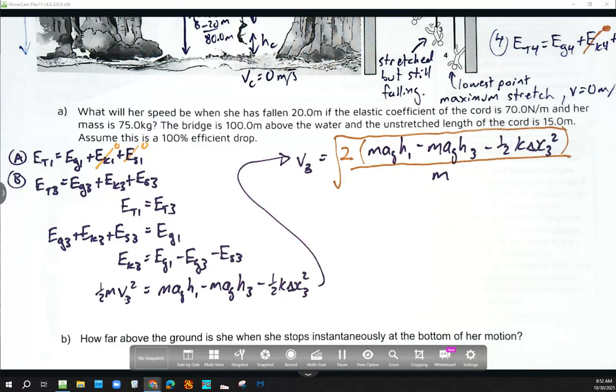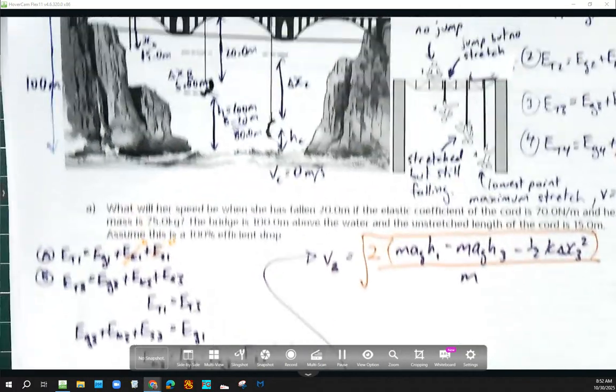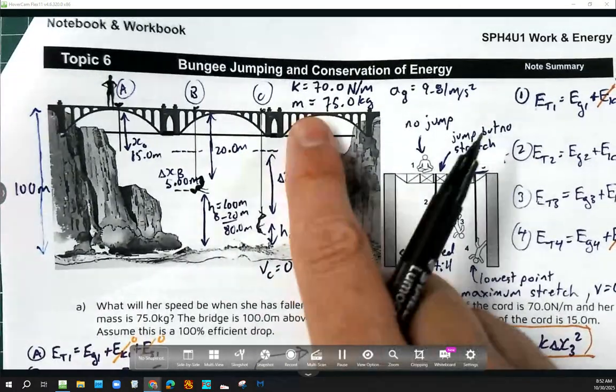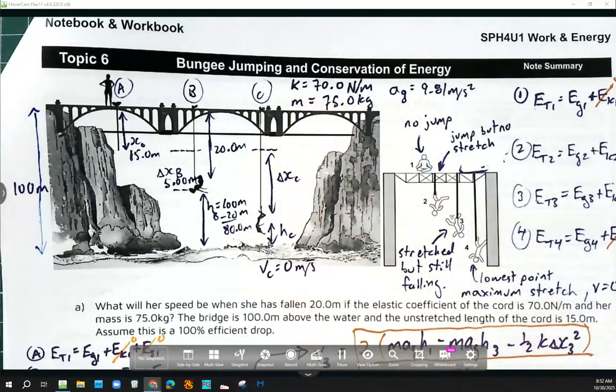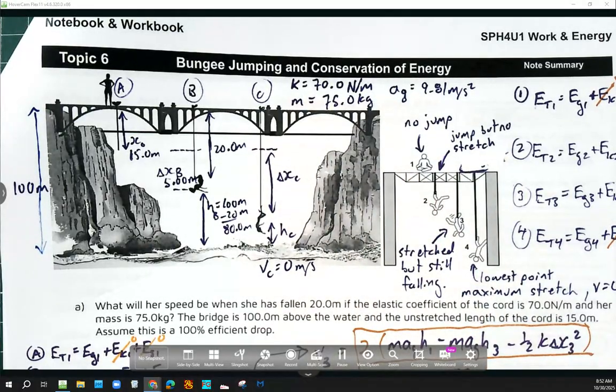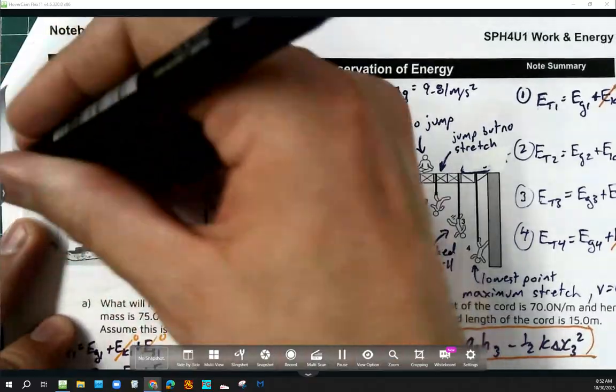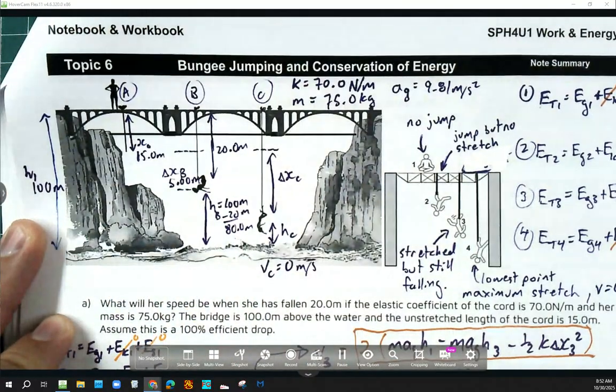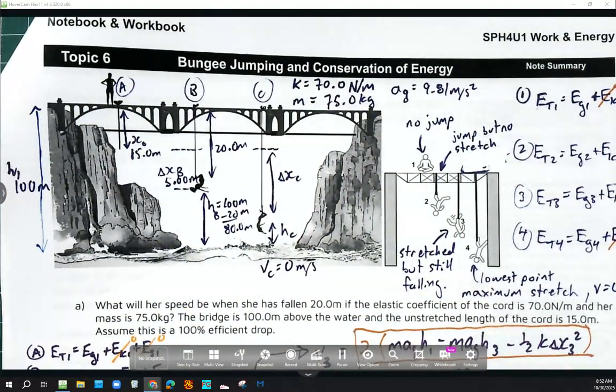Before I think about subbing everything in, up at the top of the page here, I know mass, I know k, I know ag. I want to make sure that I really know all my other values. It looks like 100 is my H1 value, so I have that one. Do I have the H3 value?